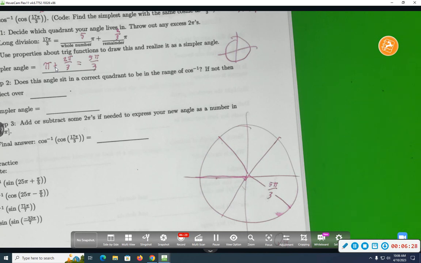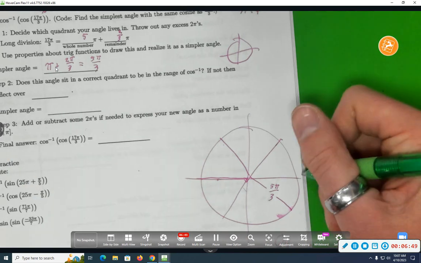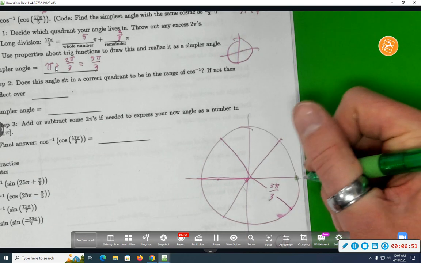That's the domain. Or the range of just cosine. So, the way to remember what the range of inverse cosine is: inverse cosine of a number is supposed to be the simplest angle that recovers that x value, because cosine is the x value.